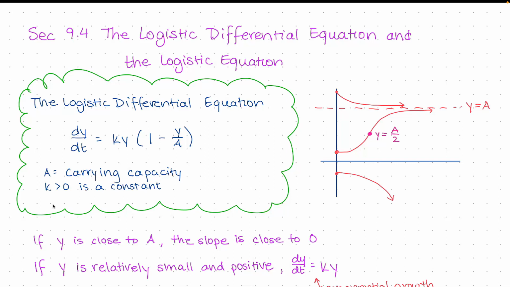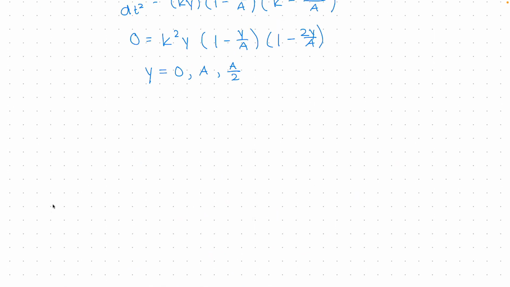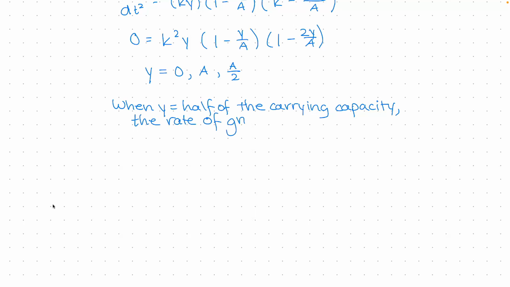Exactly. At the point of inflection, the slope is at a maximum. The slope represents the rate of growth. So when the population reaches half of the carrying capacity, that's when the rate of growth is maximized. And that's the meaning behind the point of inflection. So I'm going to write that down. When y equals half of the carrying capacity, the rate of growth of the population is at the maximum.